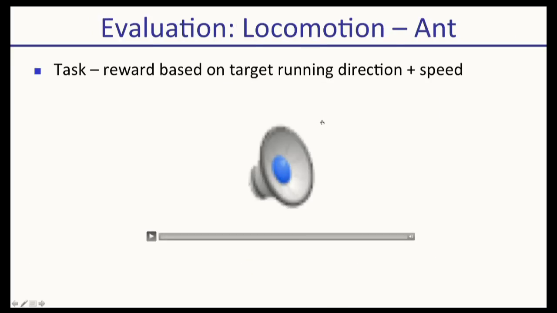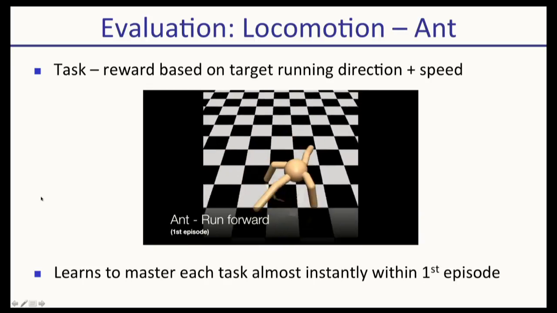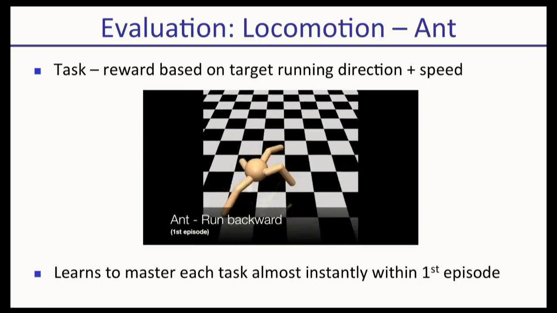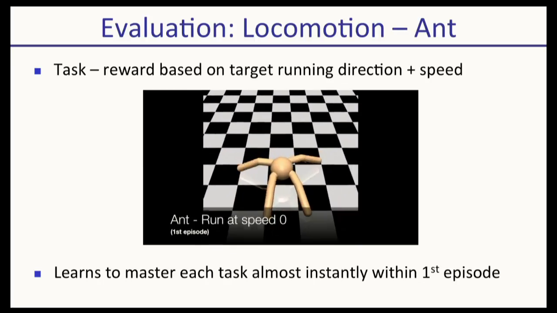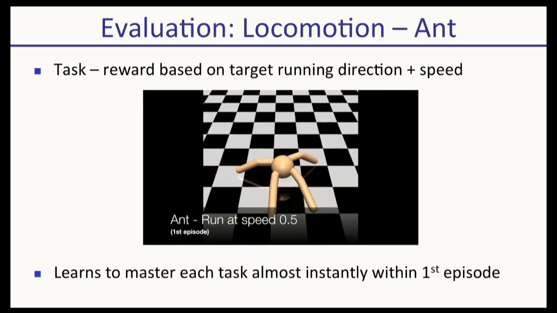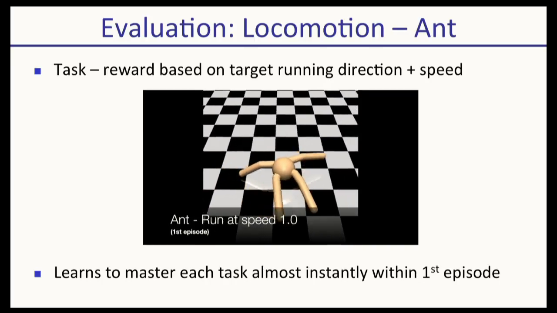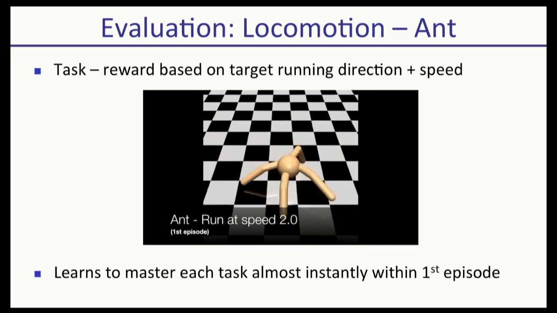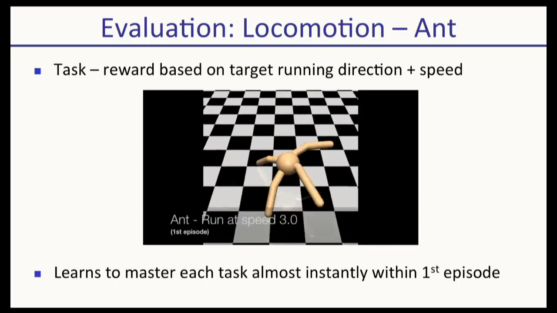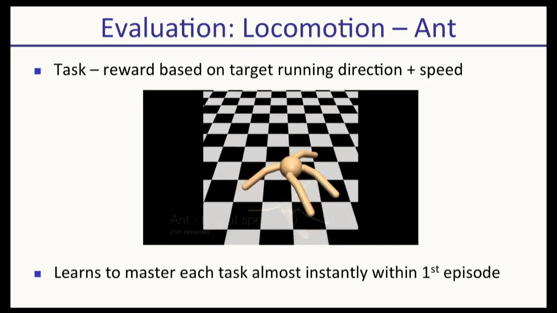Same thing for Ant. It learns to master each task almost instantly within the first episode. This is very different from regular reinforcement learning, where you'd run for thousands, if not millions, of time steps before you would get any kind of locomotion. Of course, this is a very narrow task distribution. Earlier was a question, what is the task distribution? What if you have different number of joint angles and motors and so forth? This is a fairly narrow distribution, but it's a really nice proof of concept that if the distribution is not too wide in terms of what's possible, this can work really, really well.